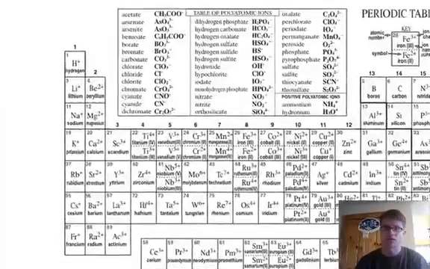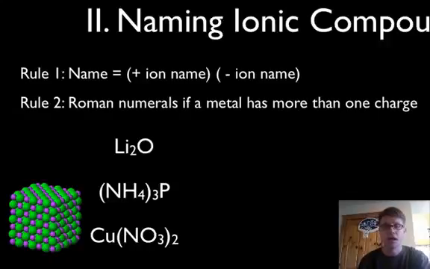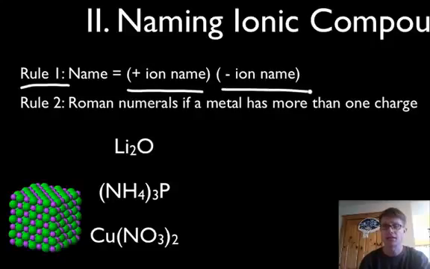Let me erase that, and let's go to ionic compounds. Ionic compounds, it's actually easier. There's just two rules. Rule number one, you're always going to write the cation first and the anion second. So you're always going to write the positive charge first and the negative charge second.